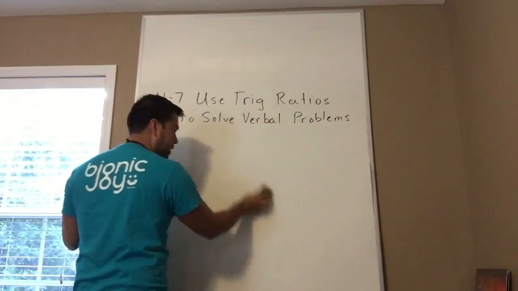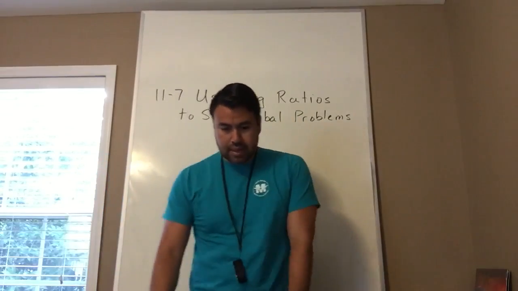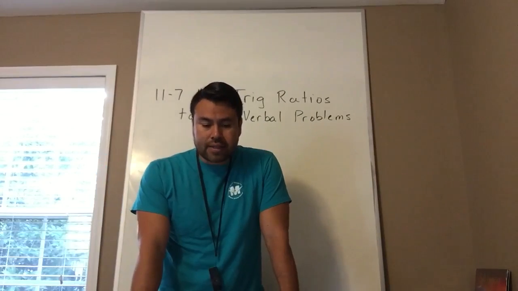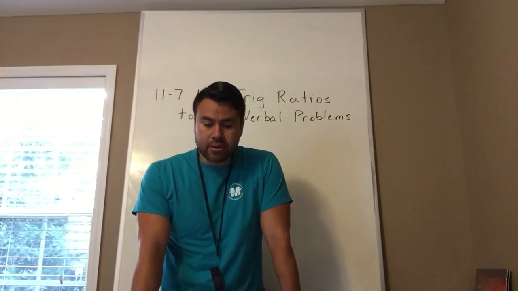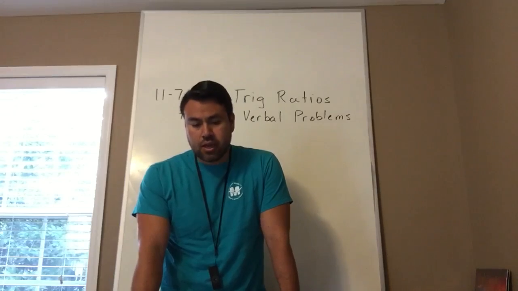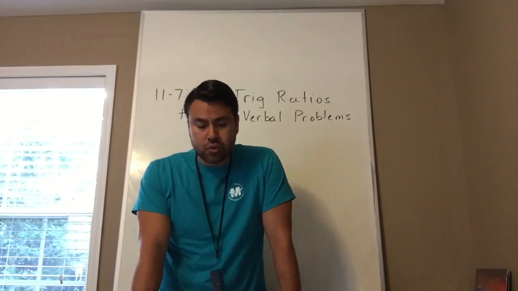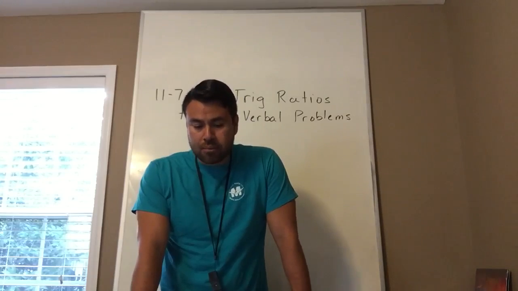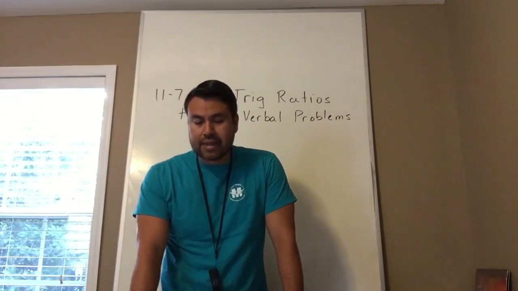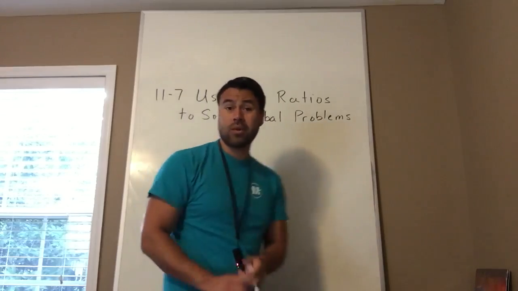So here's the last word problem that I'll give to you. It says, the sides of a rectangle are 25 centimeters and 8 centimeters. What is the measure to the nearest degree of the angle formed by the short side and a diagonal of the rectangle? Whoa, that's a lot of info.